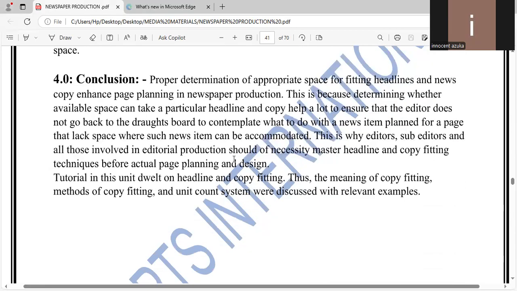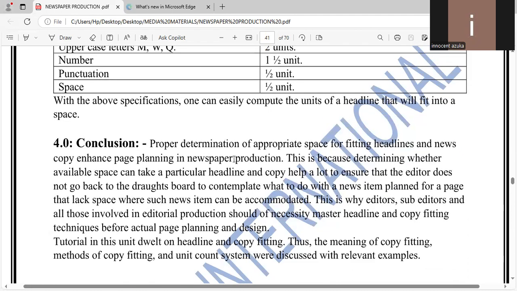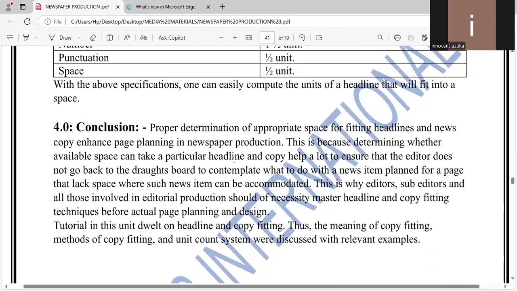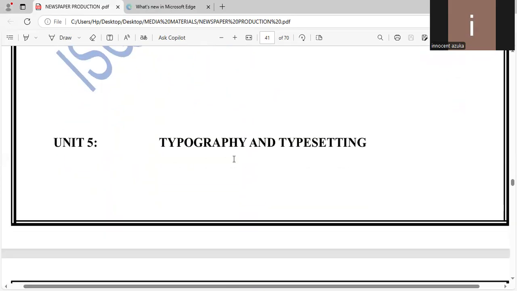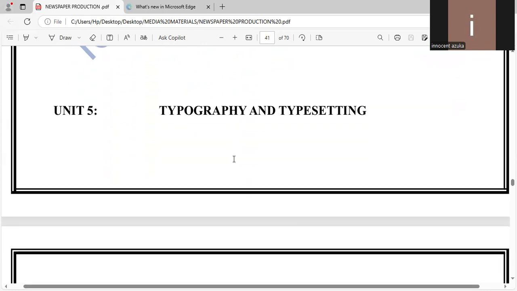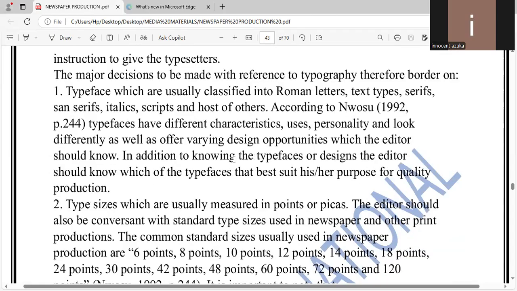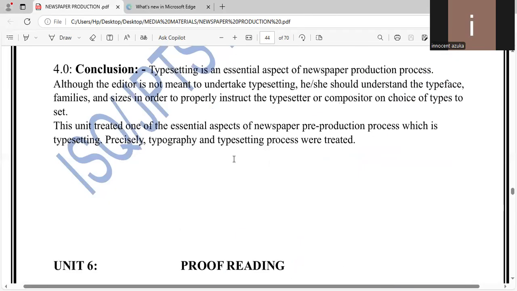So proper determination of appropriate space for fitting headlines and news copy enhances page planning in newspaper production. This is because determining whether the available space can take a particular headline or copy is very, very important. So you must consider all this or else you will not get it right. Typography and signing have to be put into consideration as well.